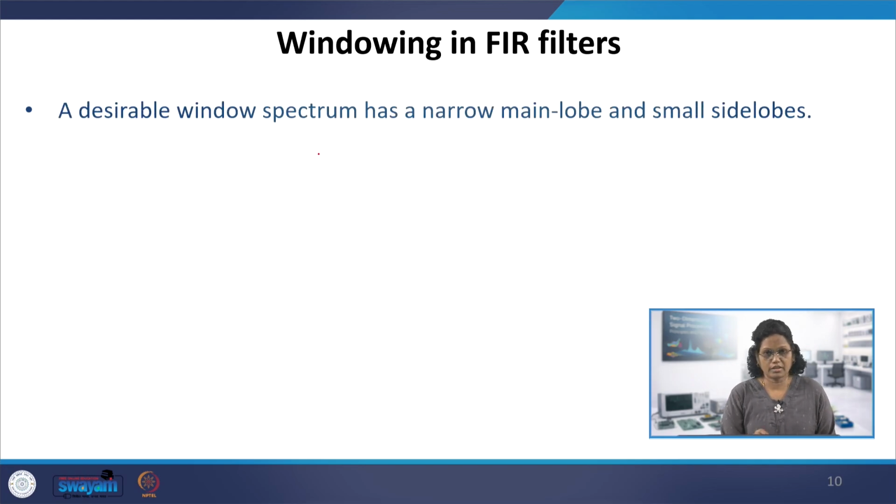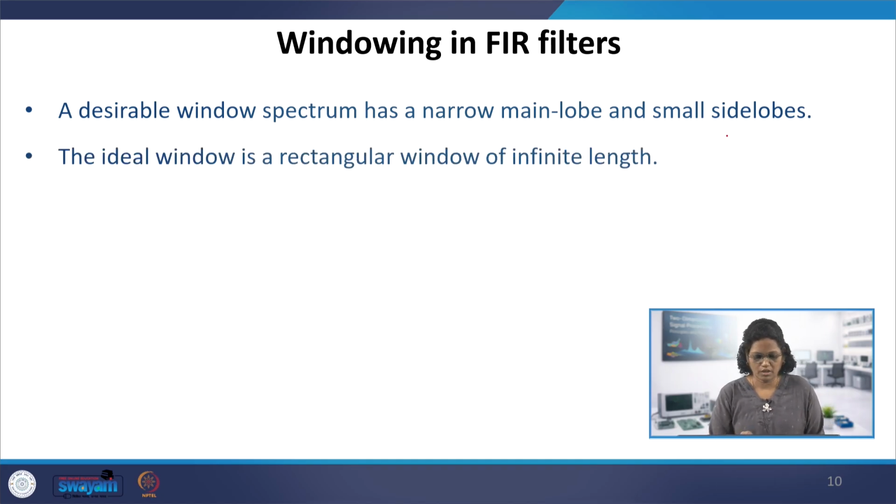So here, a desirable window spectrum should have a narrow main lobe and small side lobes. That's the good thing: a narrow main lobe and small side lobes, so that the transition width and the ripples in the stop band can be controlled.